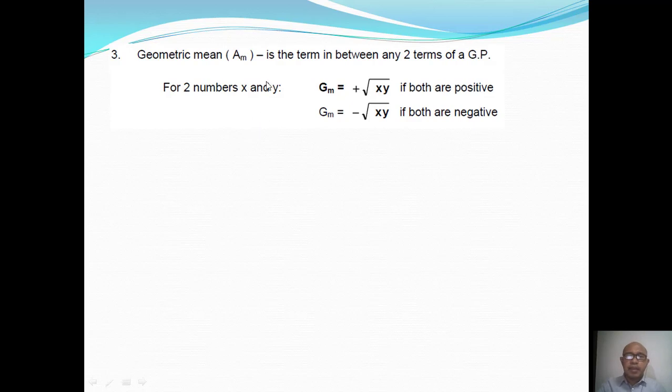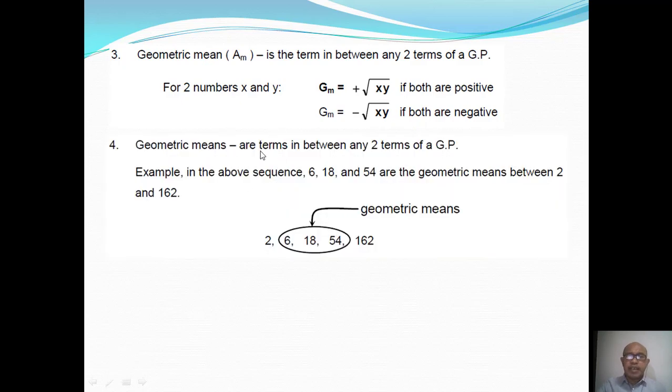Geometric mean is the term in between any two terms of a GP. For two numbers x and y, the geometric mean is simply the square root of the product of the two numbers, positive if both x and y are positive, and negative if both x and y are negative. Geometric means are the terms in between any two terms of a GP. For example, if we are given 2, 6, 18, 54, 162, then 6, 18, and 54 are the geometric means between 2 and 162.